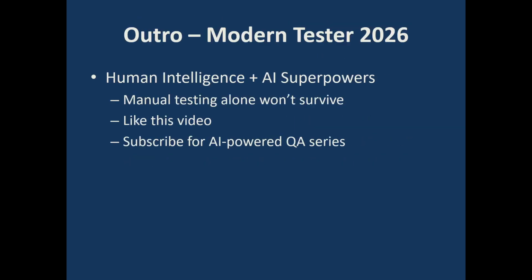So if we move on to the final outcome: a modern tester in 2026 is equal to human intelligence plus AI superpowers. Manual testing alone won't survive. So you need to be well versed in AI superpowers and understand AI in QA.